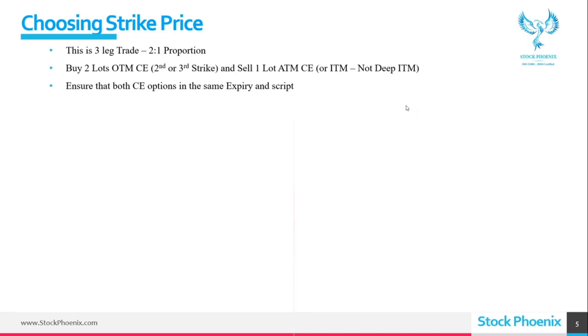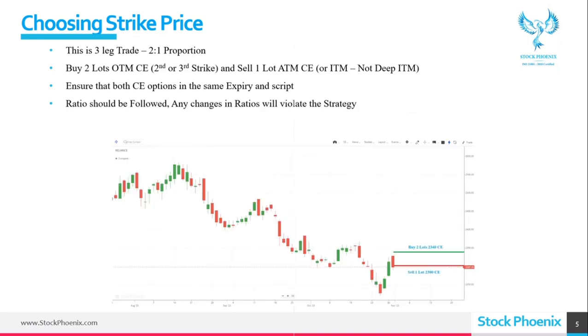Ensure both call options are in the same expiry and the same stock. If you are taking the Reliance April month contract, all three legs should be in the April Reliance contract only. It should not be in other month contracts. The ratio should be followed. Any change in the ratio will violate the strategy.